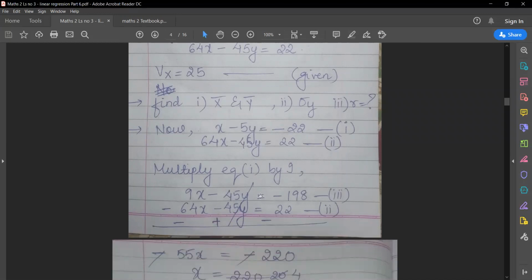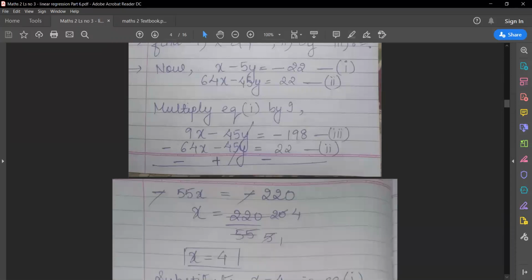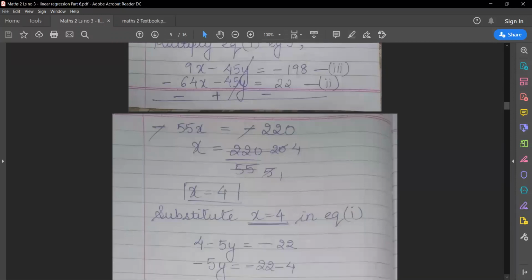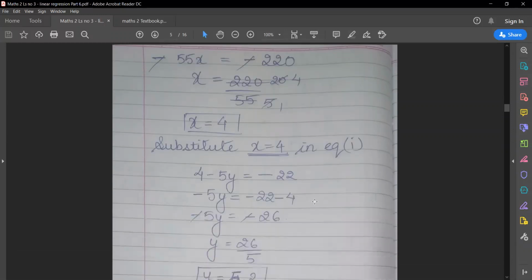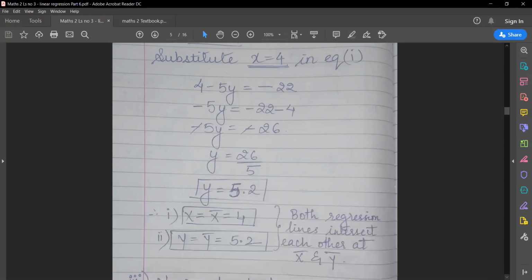9x minus 45y is equal to minus 198. Now I will subtract the second one from the third one, and all the signs will be changing like this. So on subtracting, I get the value of x to be 4. Now you will substitute the value of x in any of the equations 1, 2, 3, whichever you feel. So I have substituted the value of x is equal to 4 in equation 1. So on substituting, I got the value of y as 5.2.